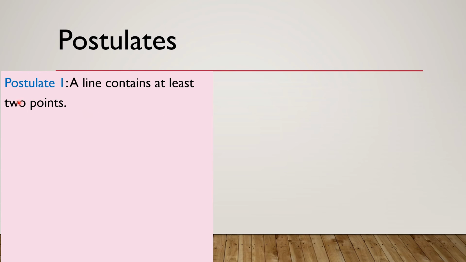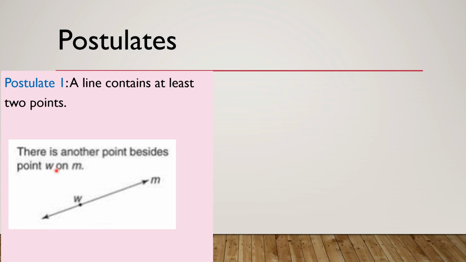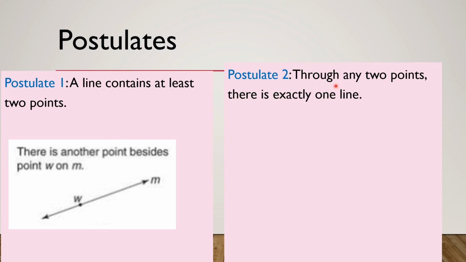The first one, postulate 1: a line contains at least two points. So that is our postulate number 1. Like in the illustration here, there is another point beside points W and M. As we discussed a while ago, a line is composed of many points. So when we say a line contains at least two points, it is possible because the line is composed of many points. So you don't need to prove it. It is really true.